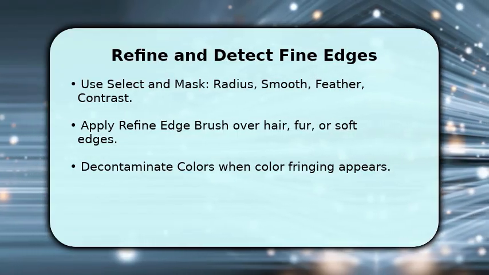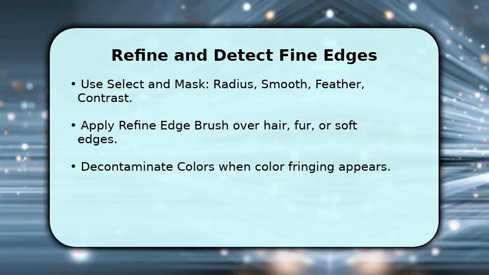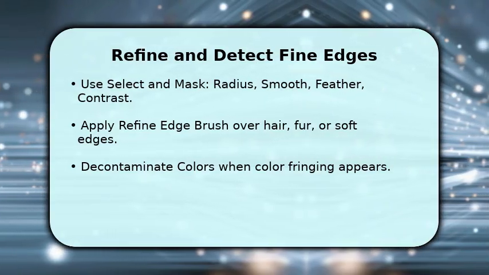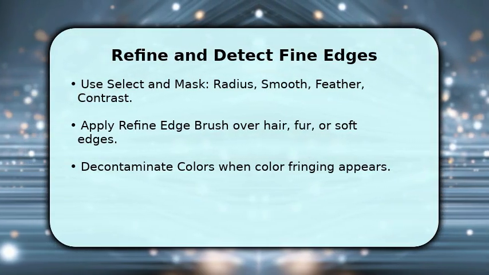Adjust Smooth and Feather minimally to avoid losing detail, and increase contrast to sharpen the edge. If color fringing remains, toggle Decontaminate Colors with a subtle amount. This reduces background color bleed.